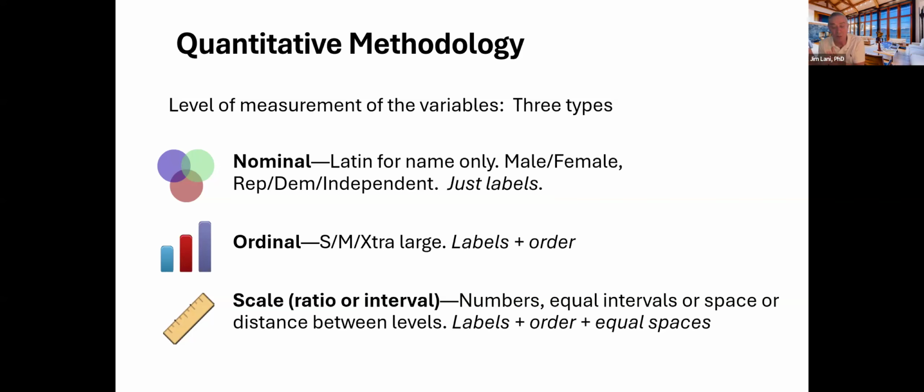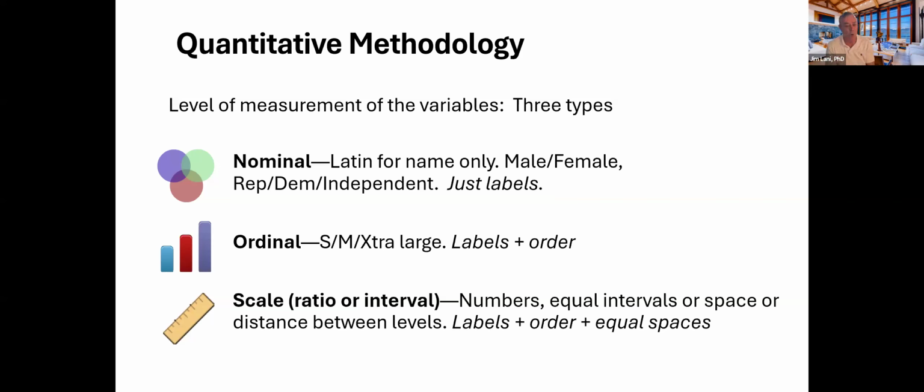Okay, then we have this 32-ounce or 64-ounce big gulp Coca-Cola. So we have labels: small, regular, big gulp. We also have an order, but they're not equal. The distance or the volume between these things is not equal. Small to regular is 8 ounces to 12 ounces, okay. Regular to big gulp is 12 ounces to 64 ounces, okay.